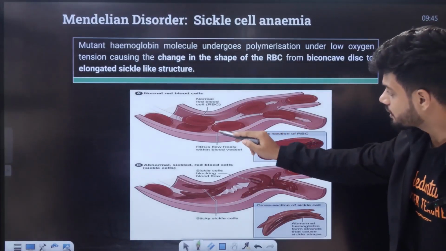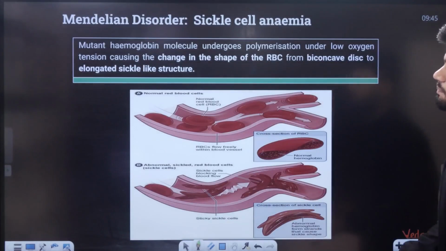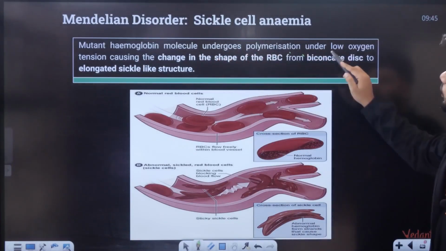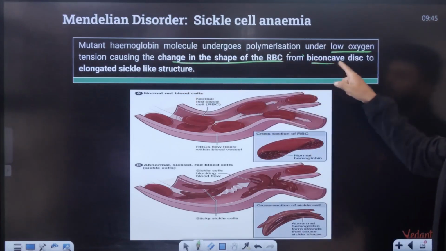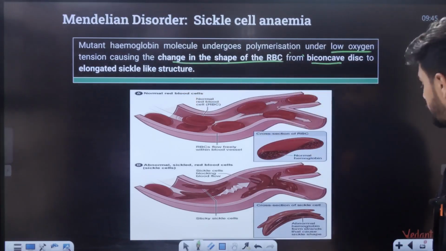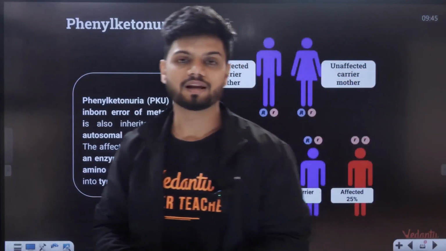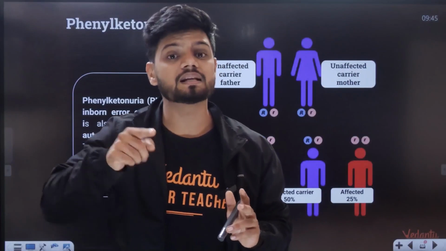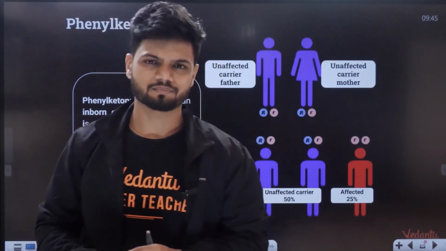Can you see? Your RBC was biconcave. It became sickle shape. The mutant hemoglobin molecule undergoes polymerization under low oxygen tension, causing a change in the shape of the RBC from biconcave to sickle. And because of this condition, the particular person will have very little oxygen and become anemic in nature. Sickle cell anemia, anemic in nature. Okay, that was your SCA.